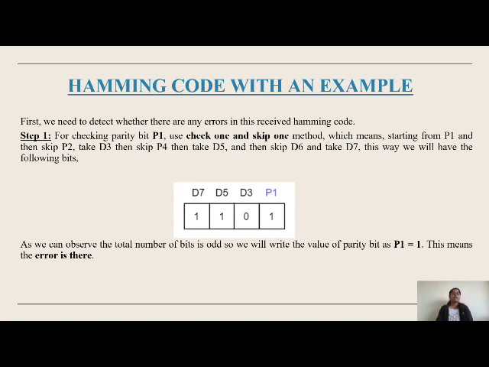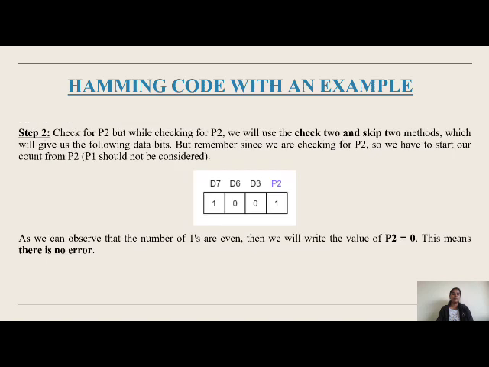First, we need to detect whether there are any errors in the received Hamming code. Step 1. For checking parity bit P1, use the check 1 and skip 1 method, which means starting from P1, then skip P2, take D3, then skip P4, then take D5, then skip D6 and take D7. This way we will have the following bits. As we can observe, the total number of ones is odd, so we will write the value of parity bit P1 equal to 1. This means the error is there.